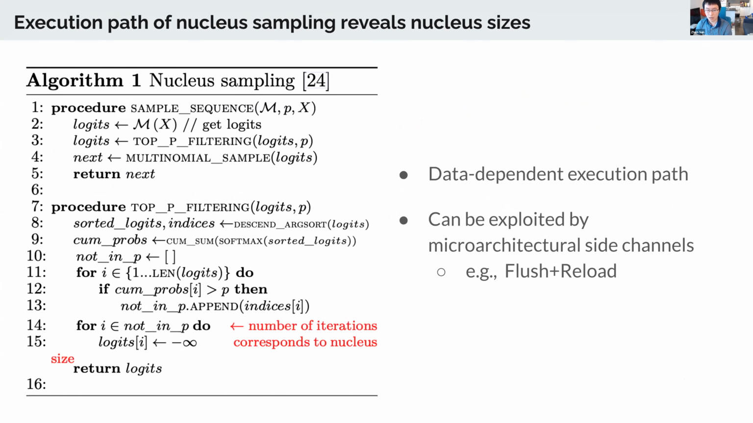Then we show how a popular implementation of nucleus sampling leaks nucleus sizes. Algorithm 1 is the pseudocode of the implementation. You don't need to know the details of this code, but notice lines 14 and 15. There's a loop here whose number of iterations corresponds to the nucleus size. Since nucleus size depends on the input text, this loop is an input-dependent execution path, so it can be exploited by microarchitectural side channels such as Flush+Reload.